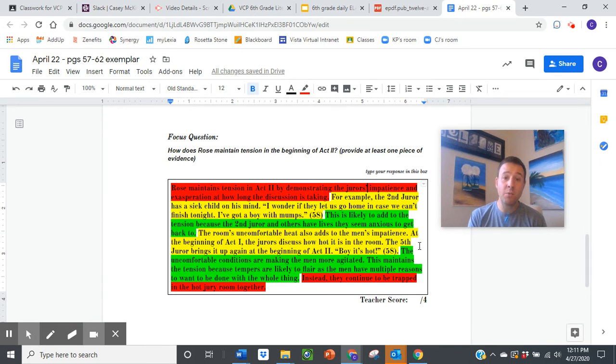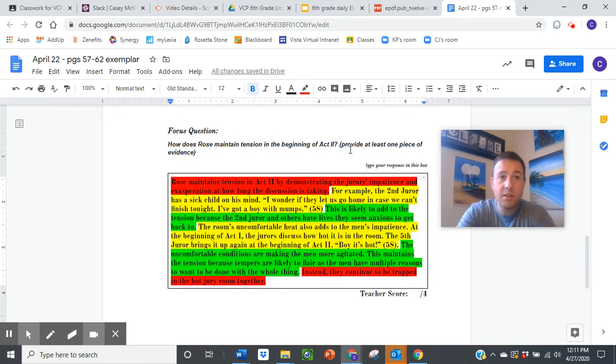At the beginning of Act 1, the jurors discuss how hot it is in the room. The fifth juror brings it up again at the beginning of Act 2. Quote, "Boy, it's hot." The uncomfortable conditions are making the men more agitated. This maintains the tension because tempers are likely to flare as the men have multiple reasons to want to be done with the whole thing. Instead, they continue to be trapped in the hot jury room together, right?